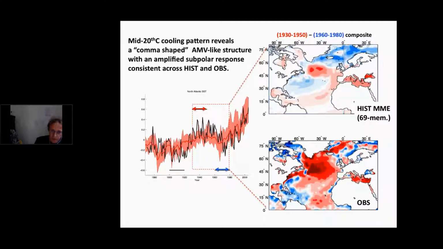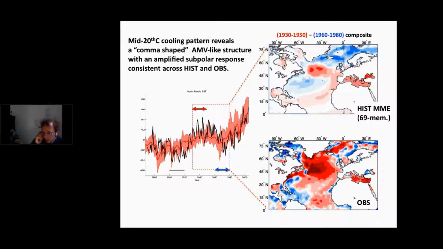If you look at the spatial structure associated with this signal, in particular, we take a composite, the average of the sea surface temperature during a warm phase of the oscillation, and subtract from it the average in the cold phase, making a composite of the warm minus cold phase of the specific time period that we are analyzing, and you see that the modeled pattern has a strong resemblance again to the observed pattern.